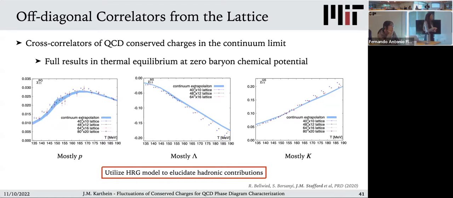So I should say that chronologically, actually, this study was before the previous one. So this is all ideal HRG model, just to make sure that we are on the same page with which model is actually going into this. So this is, again, point particles, right?